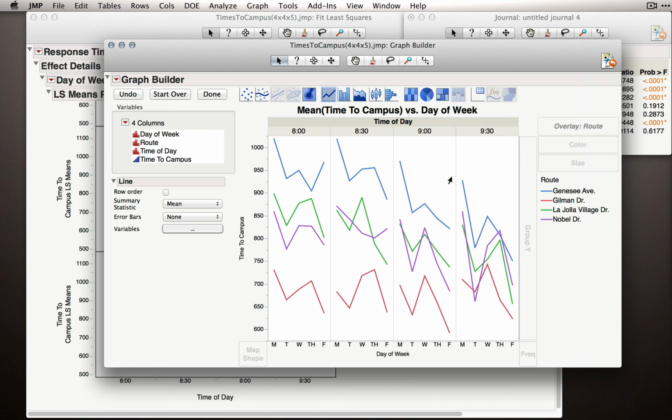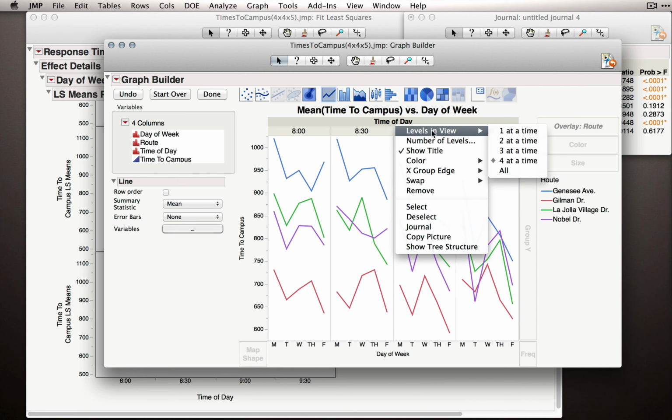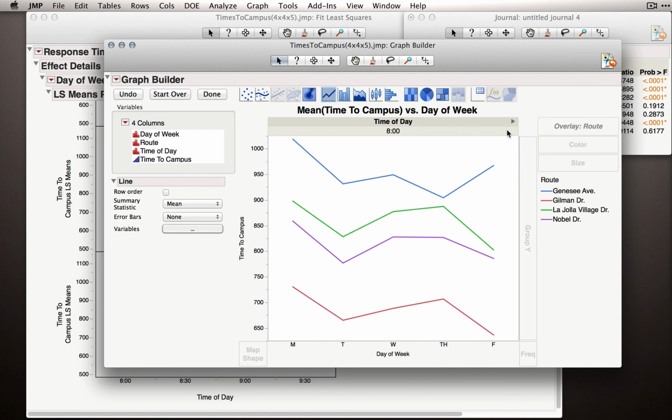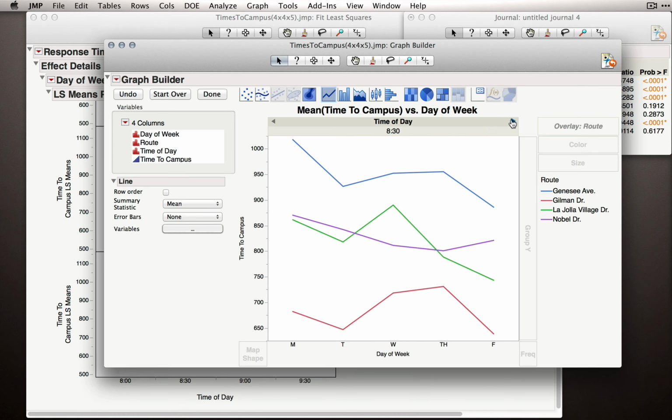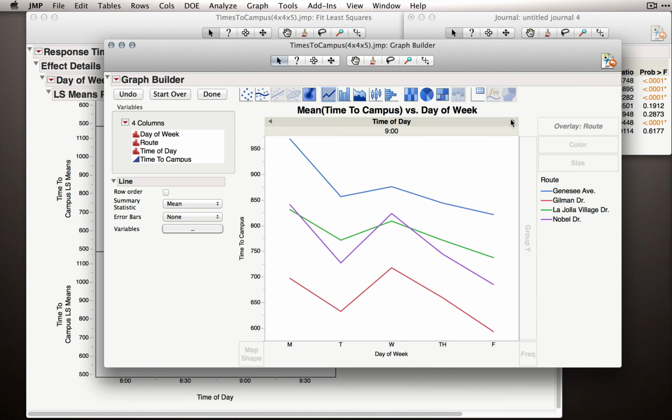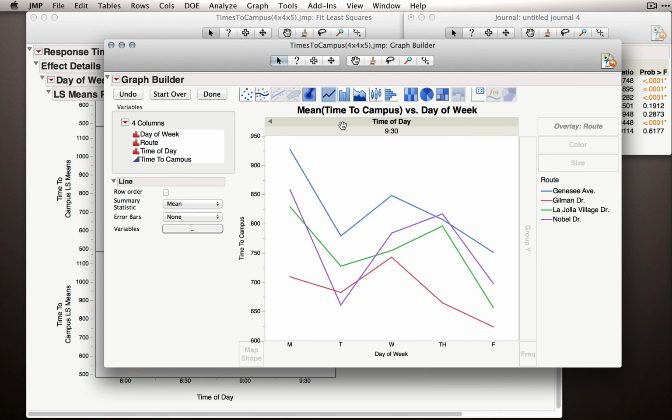So now we're essentially looking at the interaction between day of week and route, but based on the different times of day. So let me right-click on time of day, and like I did before, I'll select one at a time. And let's look at the pattern changes as I click through the different times of day. So the overall pattern, the overall two-way interaction at 8 a.m. looks like this between day of week and route. At 8:30 looks like that. At 9 o'clock like this. And at 9:30 like this.